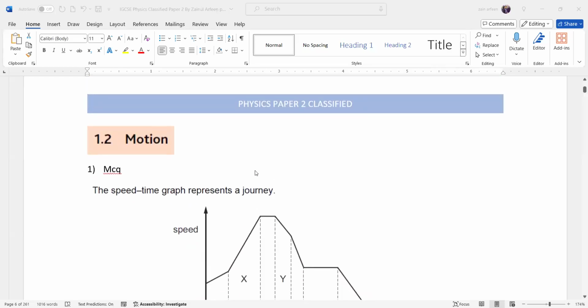So topic 1.2, which is related to the motion, and you can also use your mic or a chat or screen annotation to answer the question while I'm discussing. I'll discuss each question and I will give you time to answer as well.